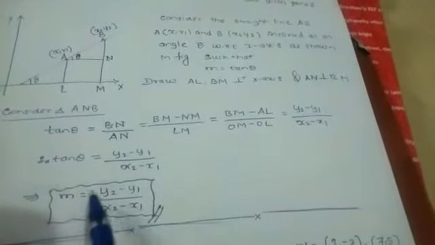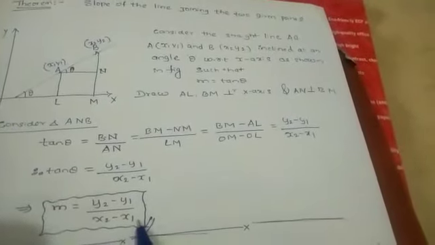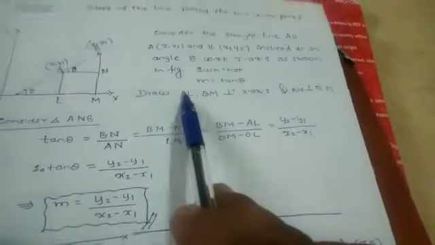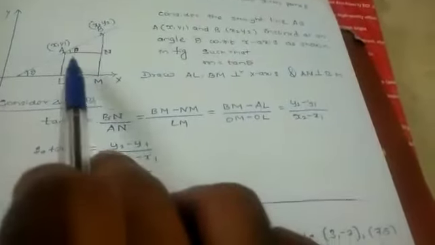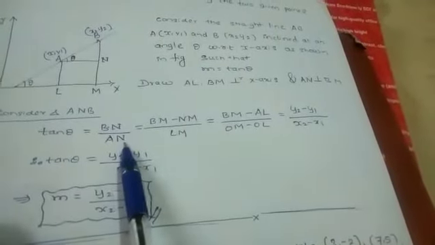Okay, so you have to prepare this theorem, that is, the slope of the line joining the two given points. It's an important theorem. It is given by the formula y2 minus y1 divided by x2 minus x1. This is the construction part. Just by seeing the diagrammatic representation, you can explain this by simply considering this right angled triangle. Here we explain tan theta equals BN by AN.